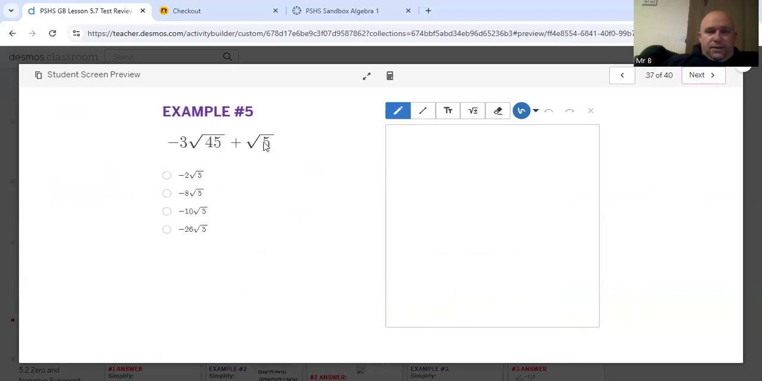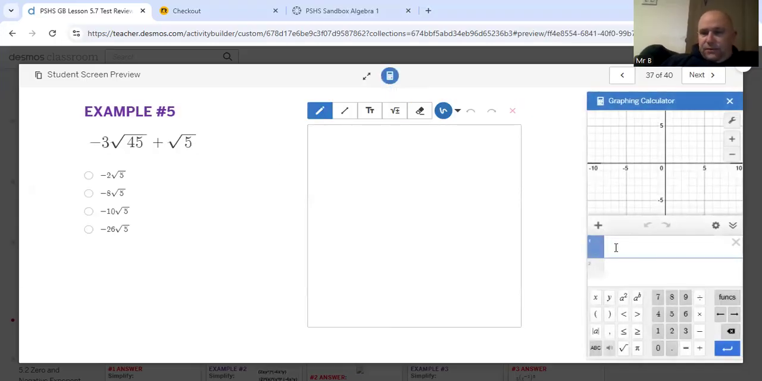Now, on ones like this, we can't just add these together. I certainly can't say 45 add 5. That's not going to work. So I would need to simplify the square root of 45 first. Now, if I type it in, you can see that it is a decimal. So I'm going to need my table method.